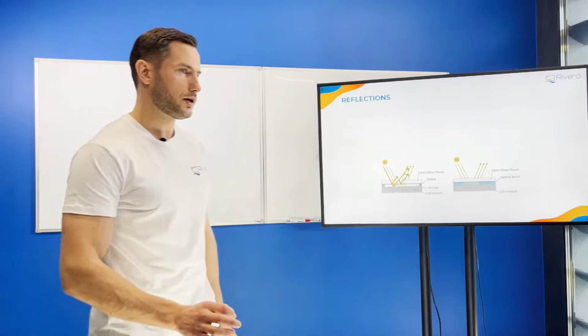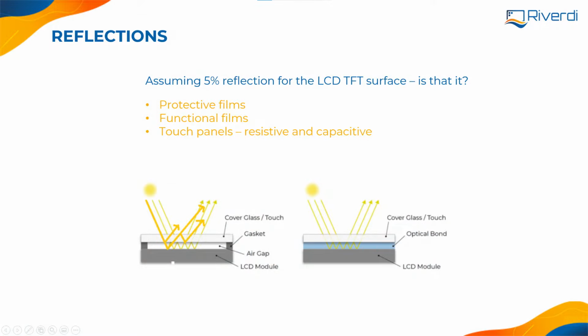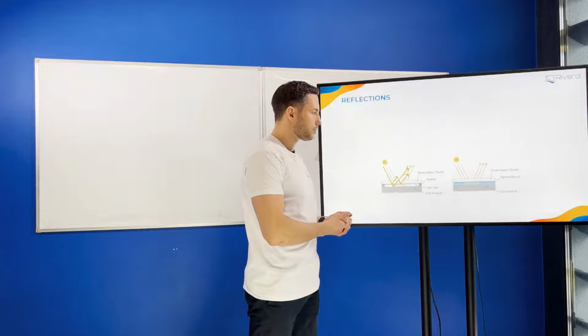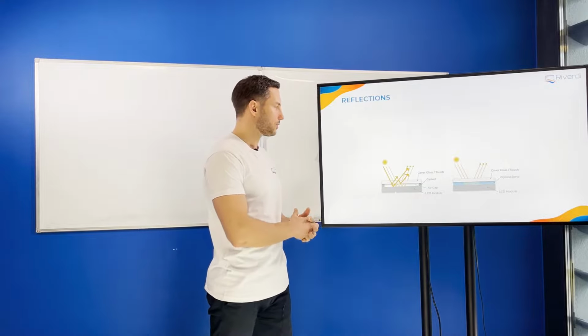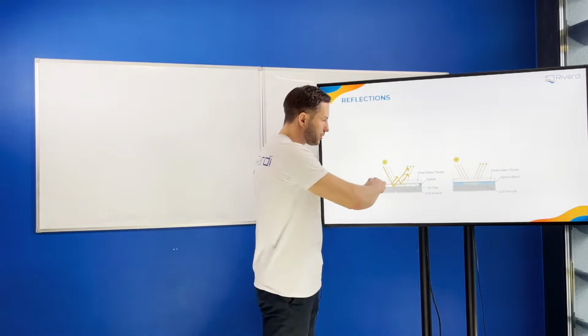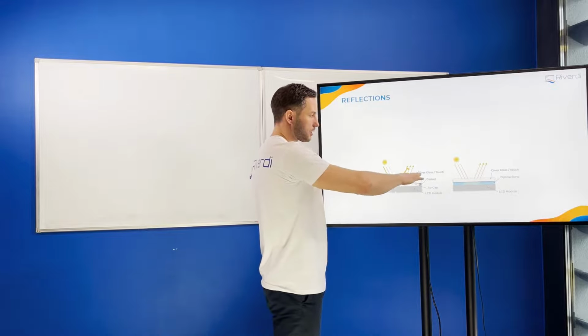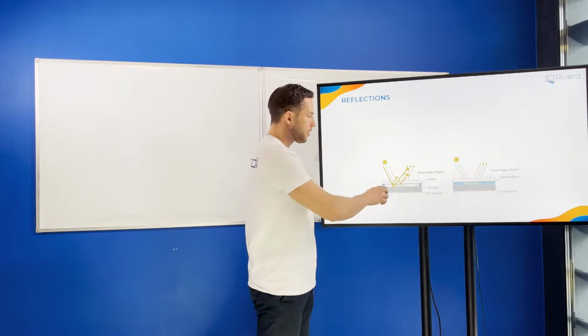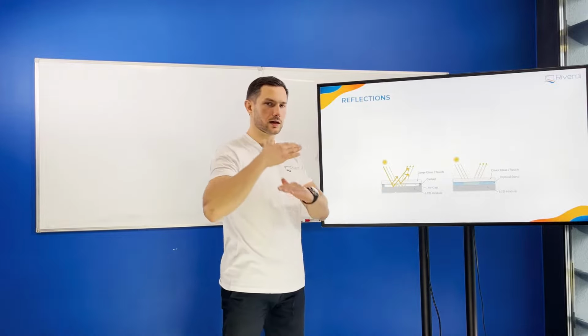Here we have a little more detail on what I was talking about a minute ago regarding the reflections. I said that in a typical outdoor environment we have a display, but we need to protect it because it's outdoor. We need to protect it from vandalism, but also from the environment itself, from water, dust, and everything that we can expect outdoor. So we put additional glass. Sometimes it's just cover glass, sometimes it's glass with touch, depending on the application, and they are usually separated by a layer of air.